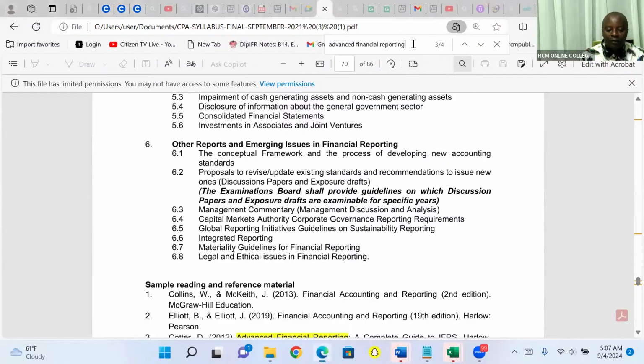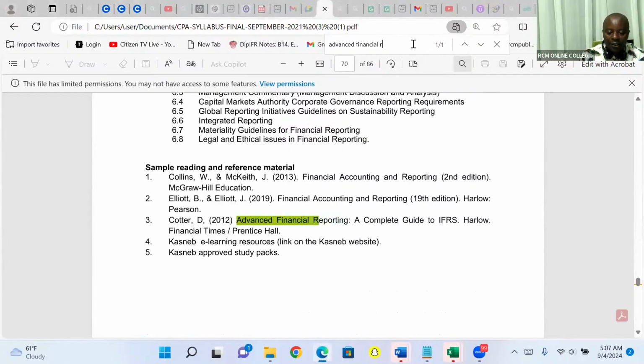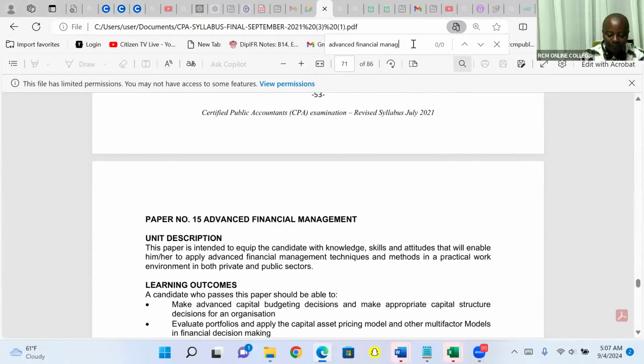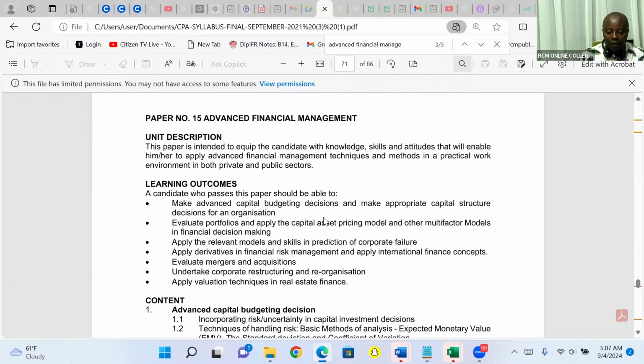So I'm looking for advanced financial management in the syllabus. I can see already it's here, on page number 54 of this syllabus. Then my role is basically to take you through the entire syllabus of the AFM for us to appreciate what really is expected of us for us to be able to pass this paper.